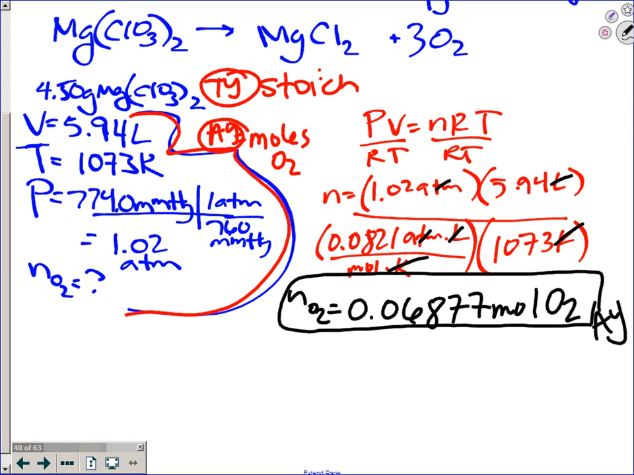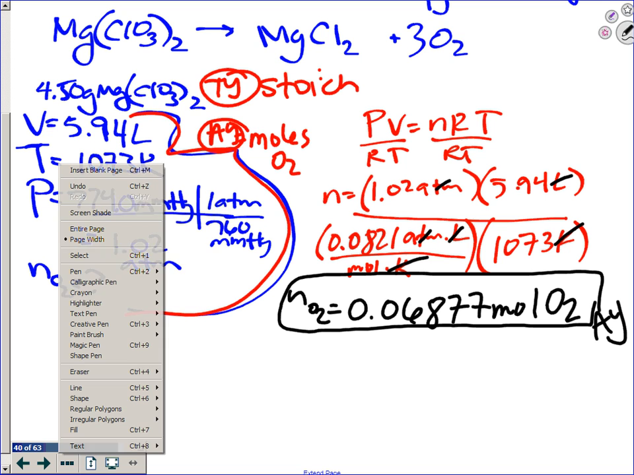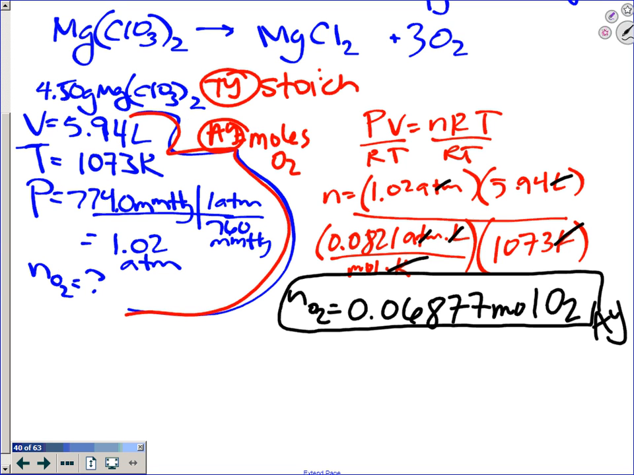All right. Theoretical yield now. What do I start with to find theoretical yield? The grams of what? Magnesium chlorate, right? So I've already used this volume, this temperature, this pressure. I found moles. I can't use that again. That's all for the actual. So let's go ahead and take 4.5 grams of magnesium chlorate, and you guys do the stoich.